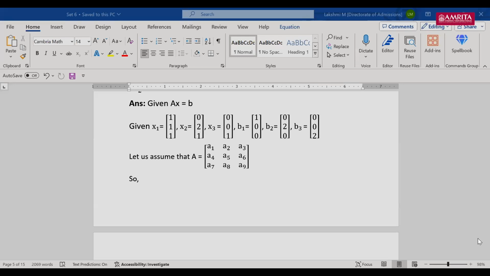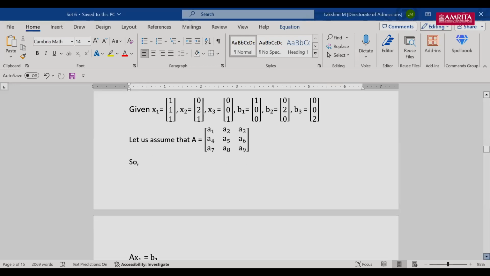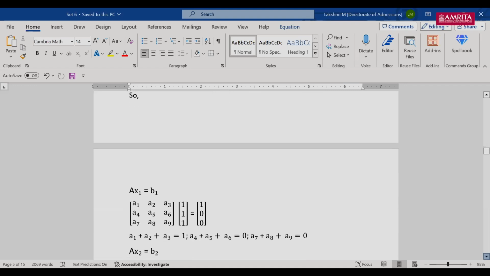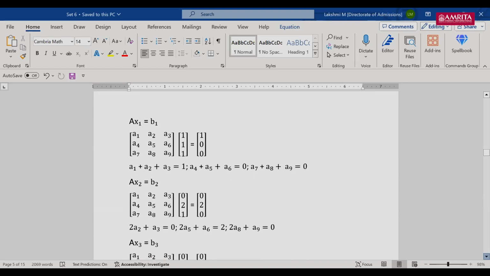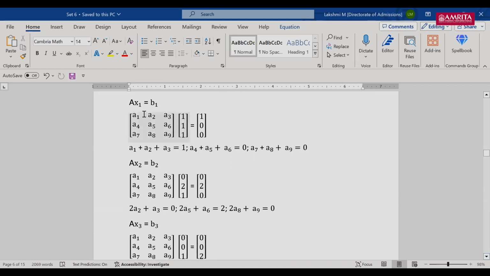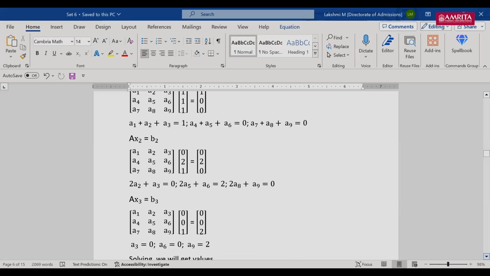Yes, I'll just show you what I've done. This is A, this is x1, this is b1. You could formulate 3 equations here. Similarly, Ax2 equal to b2, you could formulate 3 equations here. And in the same way, Ax3 equal to b3, you could formulate 3 equations.